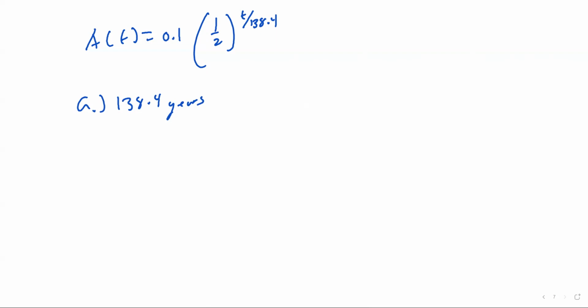We would literally plug it in and we would get 0.1 times 1/2 raised to the 138.4 divided by 138.4. That's just 1, which ends up just being a half, and half of 0.1 is 0.05 milligrams. That's it. Super easy. We didn't even need a calculator. Let's do a harder one.